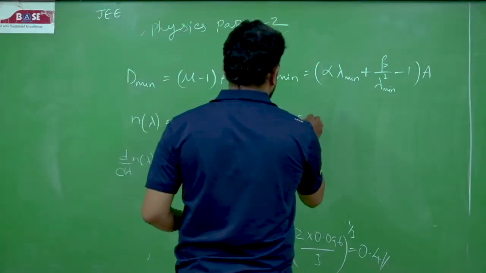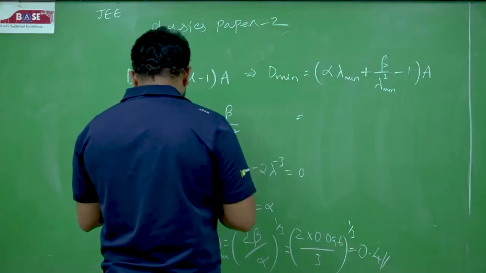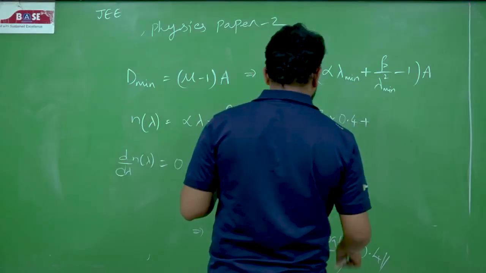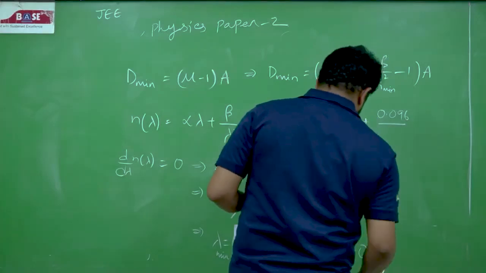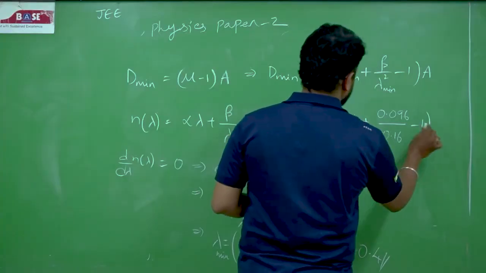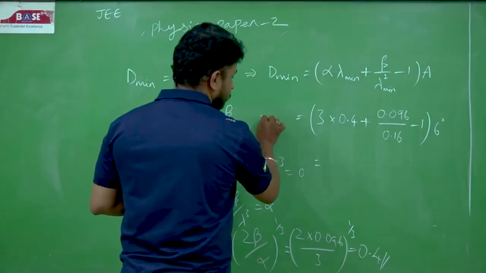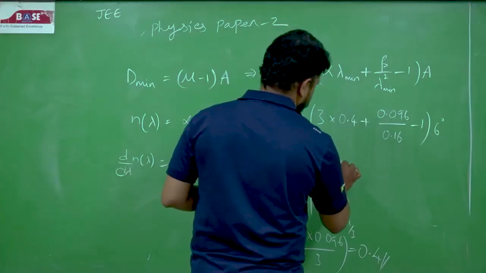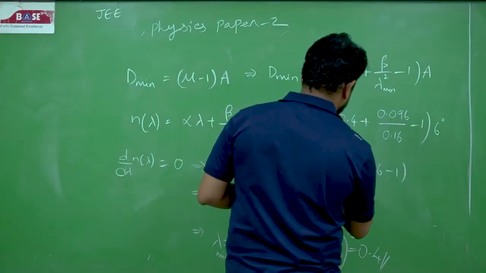So just put the numbers over here. So we know the values of alpha. Alpha value is given to be 3. So this will be 3 into 0.4 plus beta value is given to be 0.096, right? So 0.096 divided by, and lambda minimum we have found 0.4. 0.4 square is 0.16 minus 1 into angle of prism, it is a thin prism, right? So it is given to be 6 degrees. Okay, so now just substitute it, and then you can solve. So 3 into 0.4 is 1.2, plus this turns out to be 0.6 minus 1.